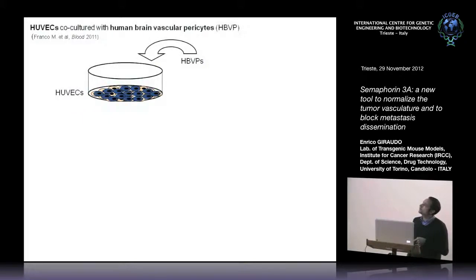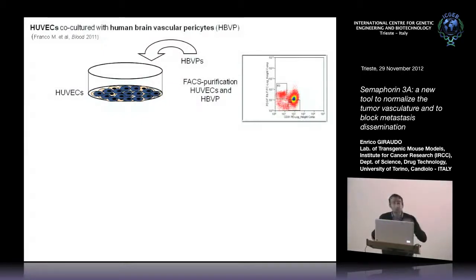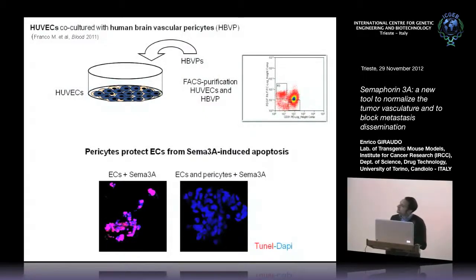And then we found a way to purify by FACS sorting these cells after they've been in contact, with the hope to dissect the molecular mechanism of the interaction between endothelial cells and pericytes. First of all, we observed that when endothelial cells are grown alone, the SEMA3A was inducing apoptosis, but in the co-culture, when the pericytes are grown on the endothelial cells, the pericytes also protect in vitro against the apoptosis induced by SEMA3A.